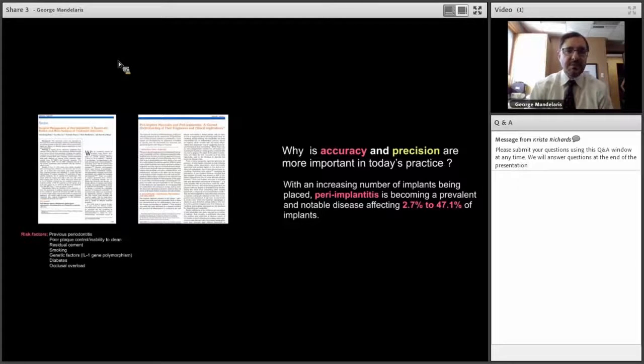So depending on the papers that you read, you're looking at somewhere between 3 and 47% of implants that are being placed today have some level of peri-implant disease, whether that be peri-implant mucositis or full-blown peri-implantitis.